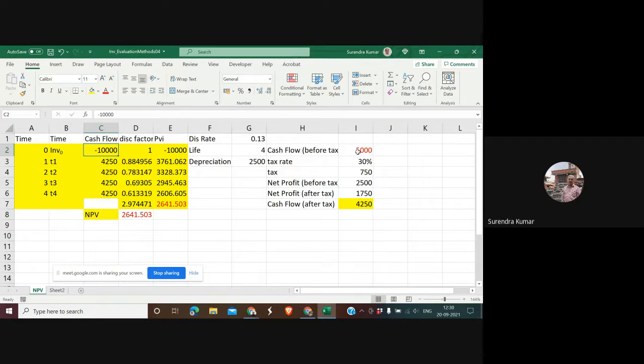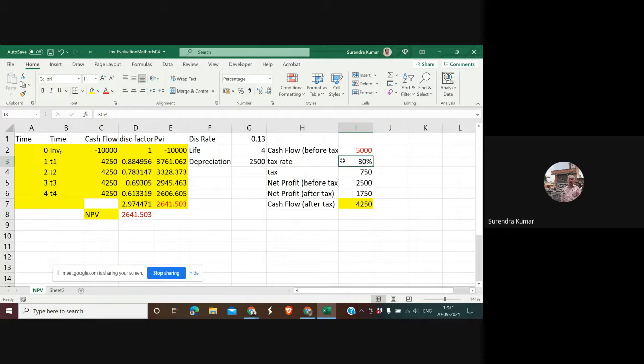So let us say the project has a life of 4 years and it results into cash inflow for next 4 years, every year 5,000, and it is given as before tax. Okay. Now, as you should know that we need cash inflow after tax. We need to adjust the tax information if the tax information is given. And like in this question, this information is given as tax rate is 30%.